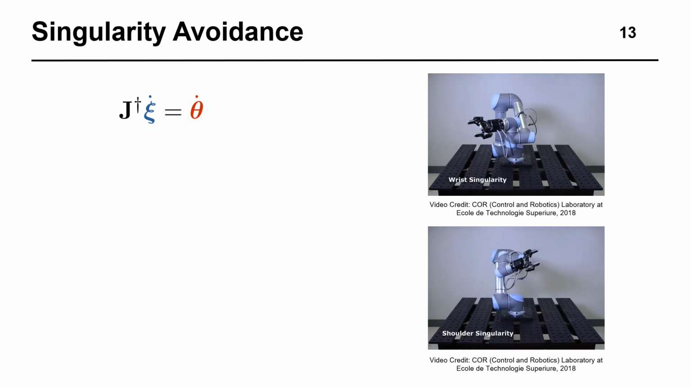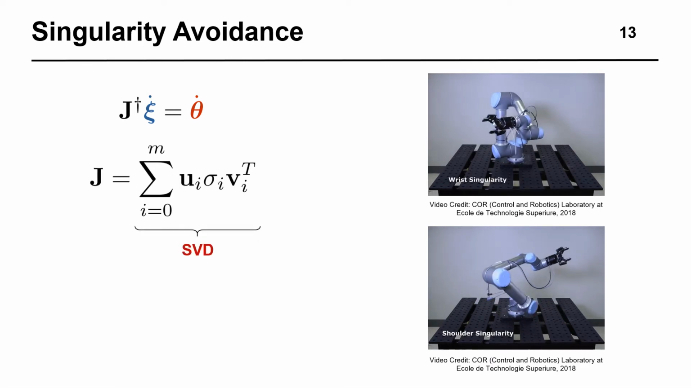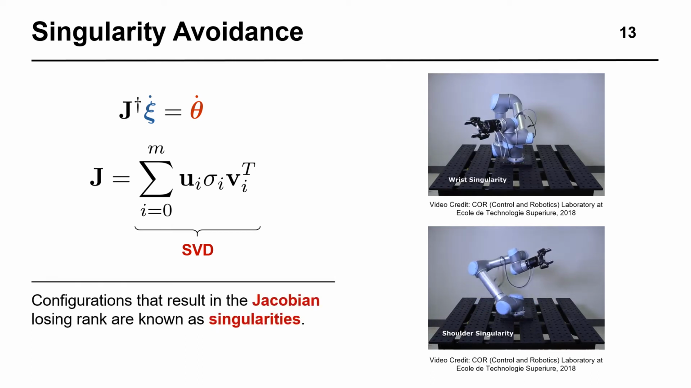We can analyze the Jacobian by performing a singular value decomposition and monitoring its singular values as the robot follows the assigned path. And we will notice that one or more of the singular values drops to 0 or near 0. The configurations that cause such bad Jacobian matrix conditioning are known as singularities.